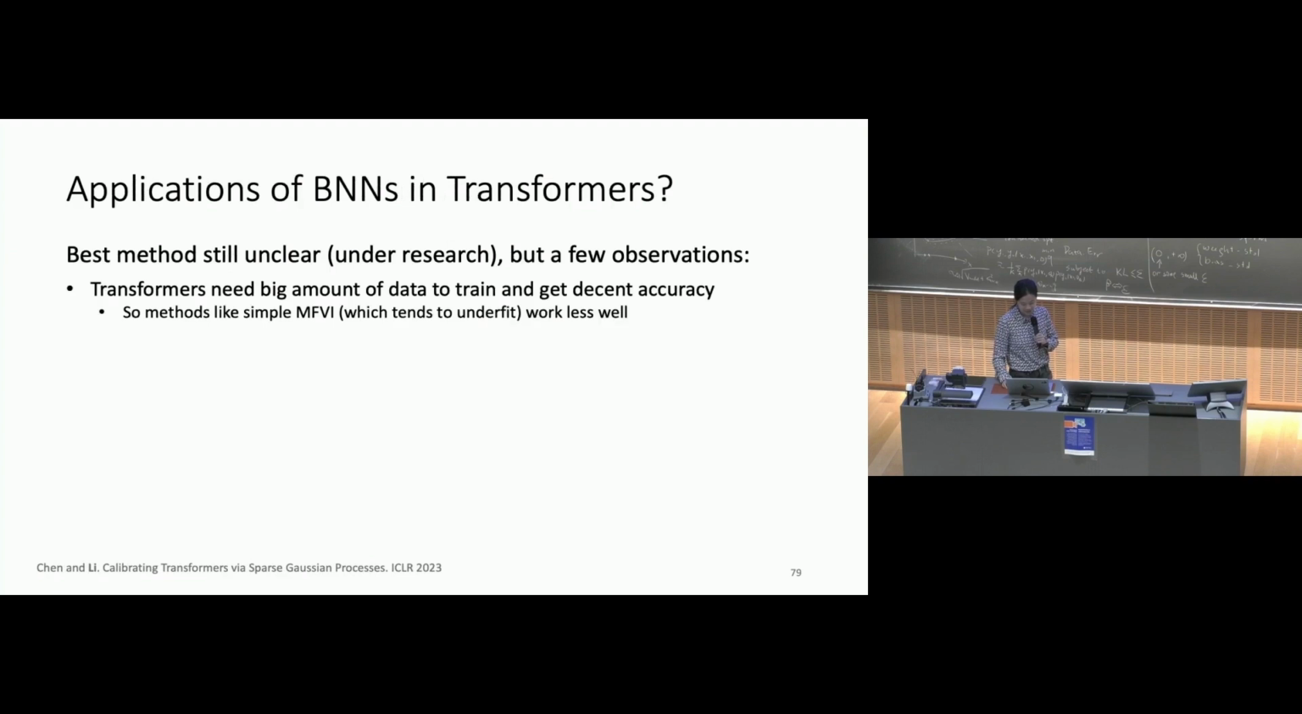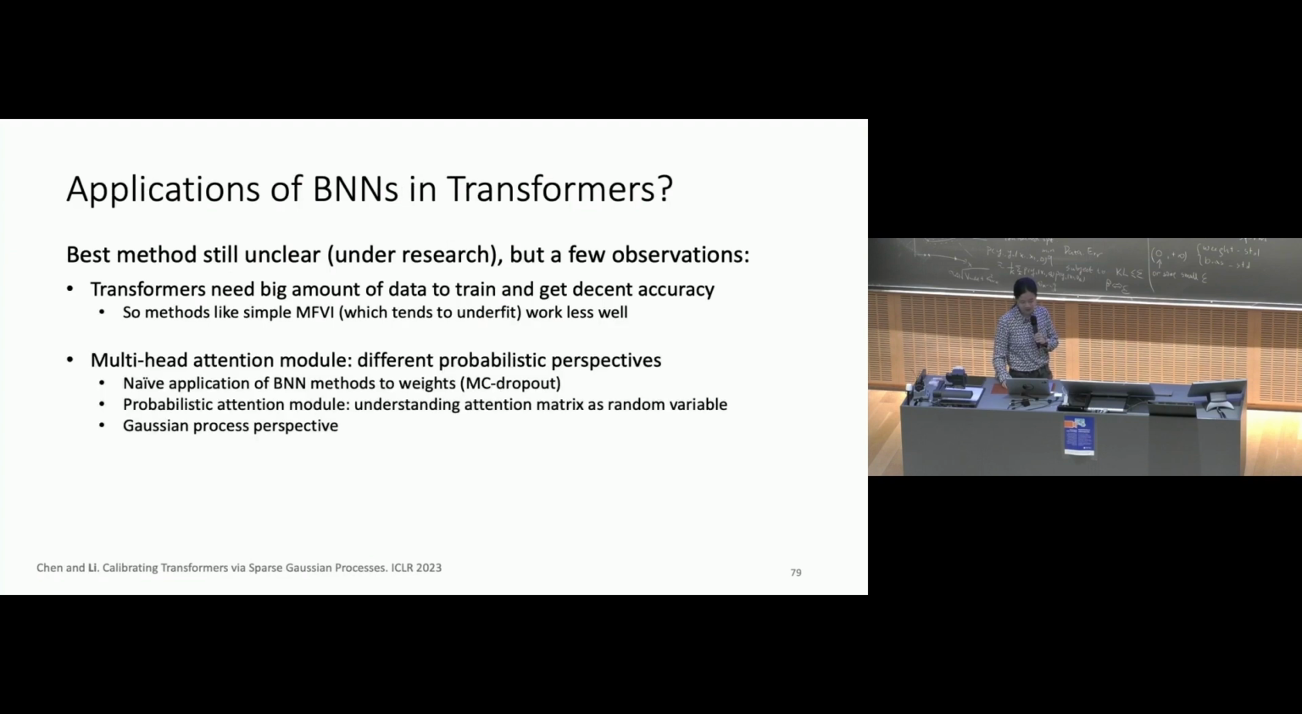Okay, so you might be interested in the question about transformers, which is very new and still unclear. There are some observations here. The first thing is that transformers need a big amount of data to train. From our experience, if you do, say, mean field variational inference, which can easily underfit, it doesn't work that well for transformers, because the transformer itself already needs quite a big amount of data to fit.